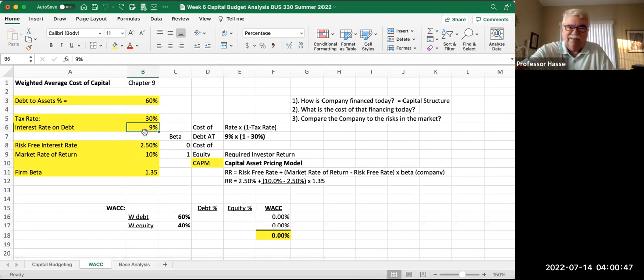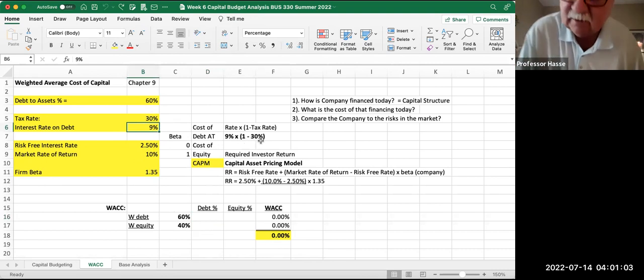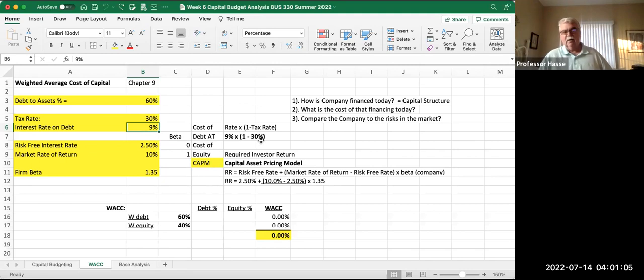So if we have debt at 9% interest and our tax rate is 30%, our after-tax cost of capital would be 9% times 1 minus 30%. In other words, we get to deduct on our taxes 30% of our interest expense. Yes, we have to pay 9% interest to whoever lent us the money, but on our tax return, we get to deduct 30% of that as a tax deduction. For corporations, interest is tax deductible.